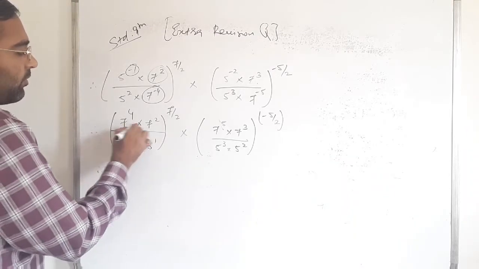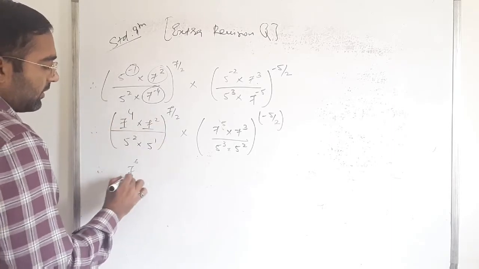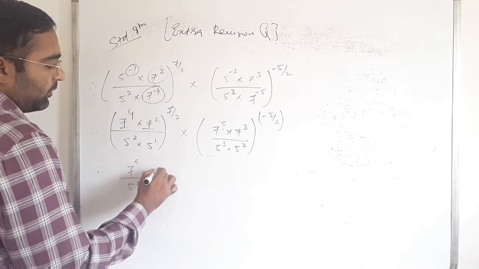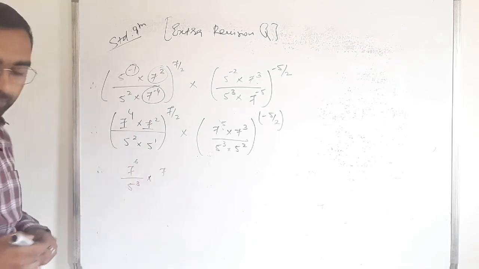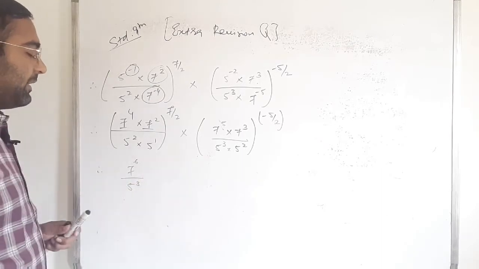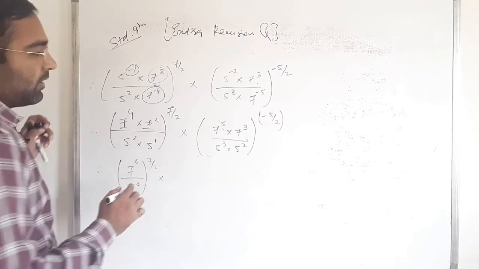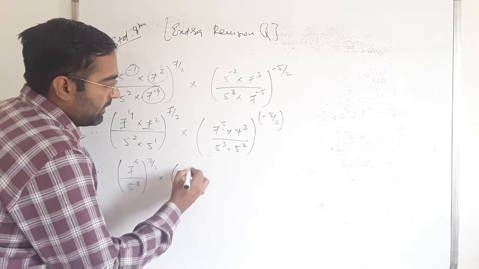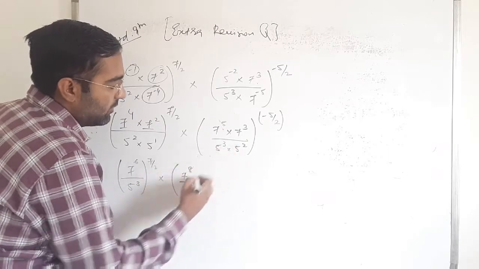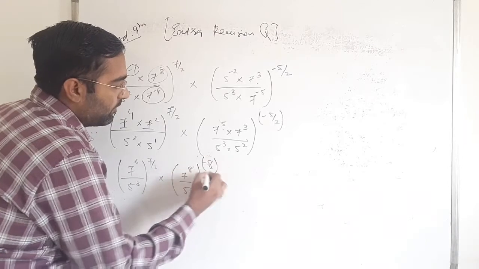So here the bases are the same, so the powers will be added. So 7 raised to 4 plus 2, that is 6, upon 5 raised to 2 plus 1, that is 3, into 7 raised to... here its power will be whole raised to 7 by 2, into again 8. Here 7 raised to 5 plus 3, that is 8, upon 5 raised to 3 plus 2, that is 5, 5 raised to minus 5 by 2.